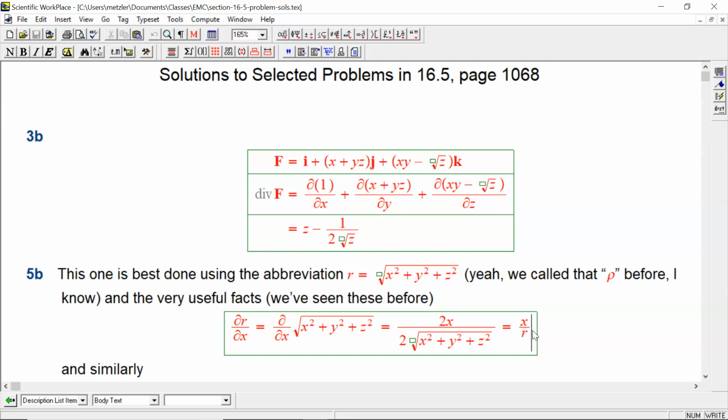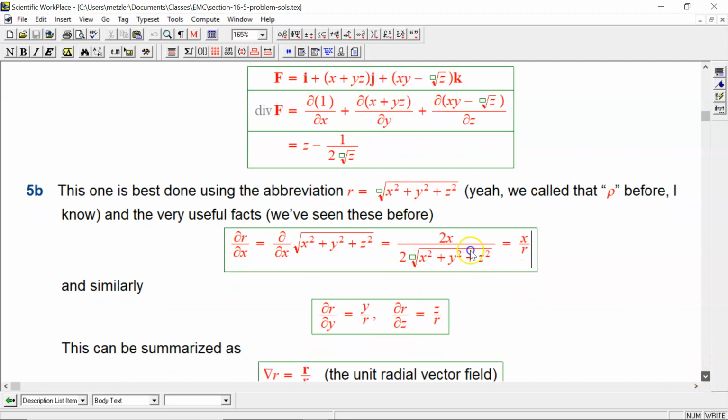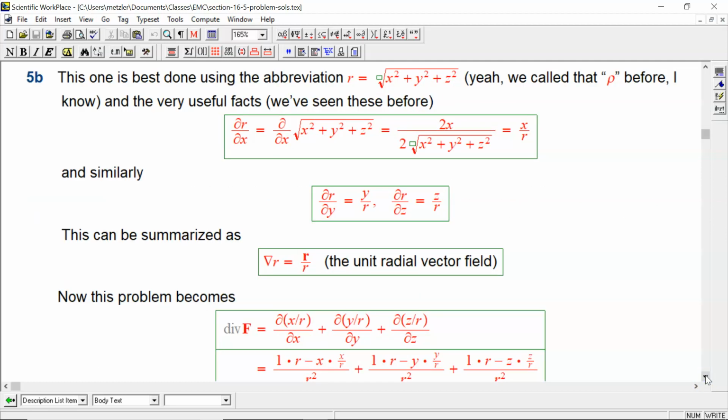That one calculation, and the same ones for y and z, is really the only place you ever have to put the square root of x squared plus y squared plus z squared if you use the rules nicely. But that takes practice. Okay, so if you did it with a lot of square roots, it's okay. But I'll show you how to do it without.